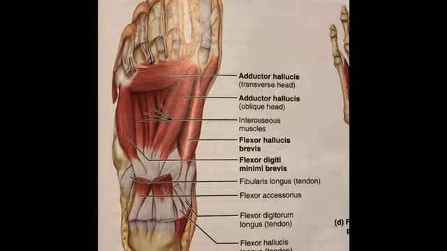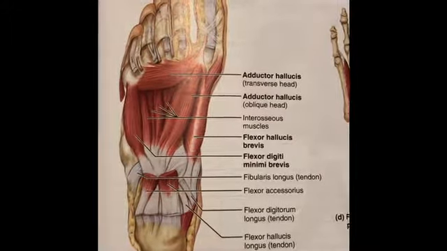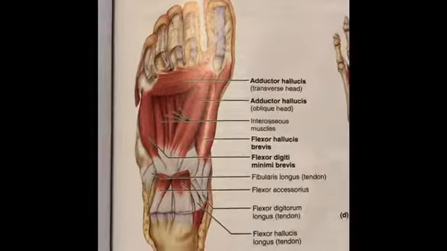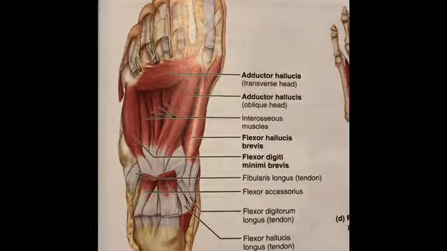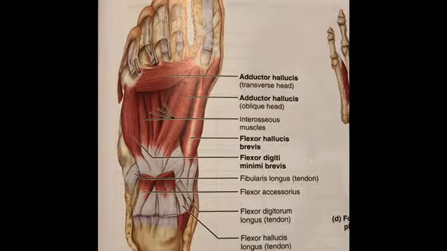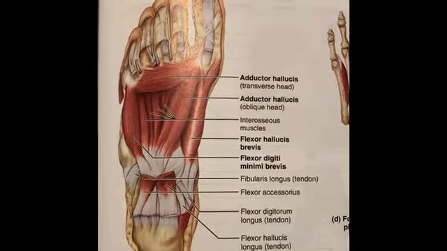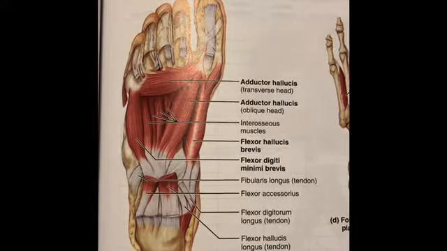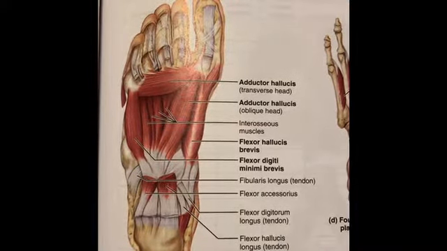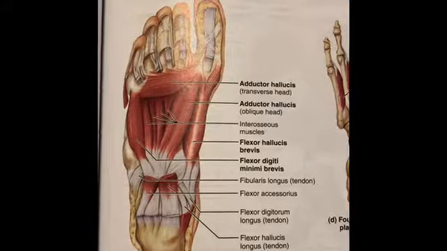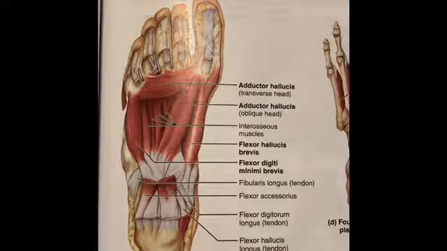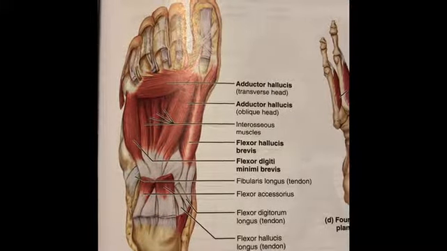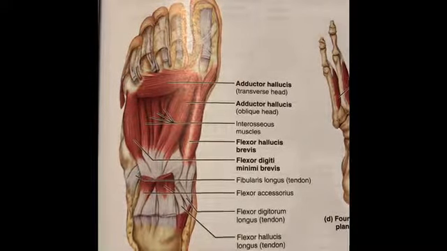Next muscle is the flexor digiti minimi brevis. It can be found over here. The origin is the base of metatarsal 5 and the tendon sheath of fibularis longus. The insertion is the base of the proximal phalanx of the fifth toe. The action is that it flexes the little toe at the metatarsophalangeal joint.